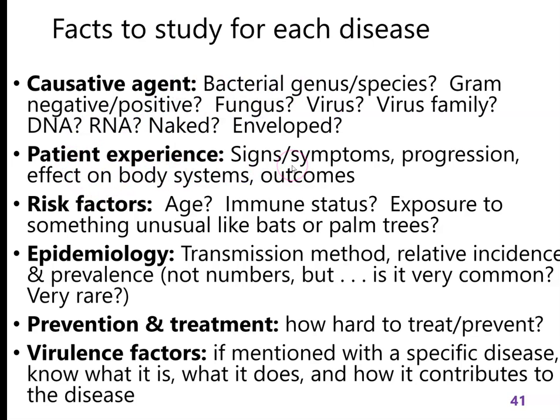What is the patient experience? Does it cause a rash, or does it kill everyone who gets it? Is it somewhere in between? What does it do to the patient? What are the risk factors? Does everybody get it? Do only small children get it, or do immunocompromised adults get it? And how do they get it? Is it spread by mosquitoes or by air or by contaminated food? Can we treat it with drugs? Can we prevent it? And then if there are any major virulence factors I talk about, I'll bring those up in the descriptions. So these are the major ways I would group the information you'd memorize.